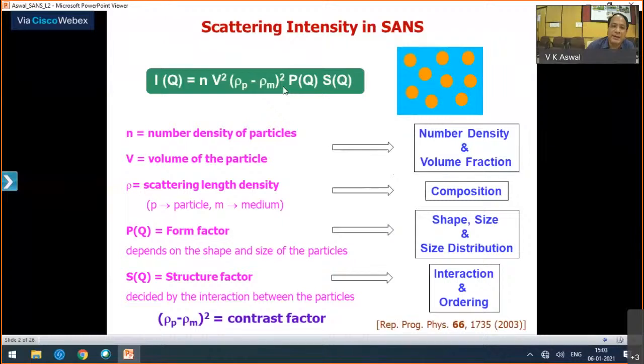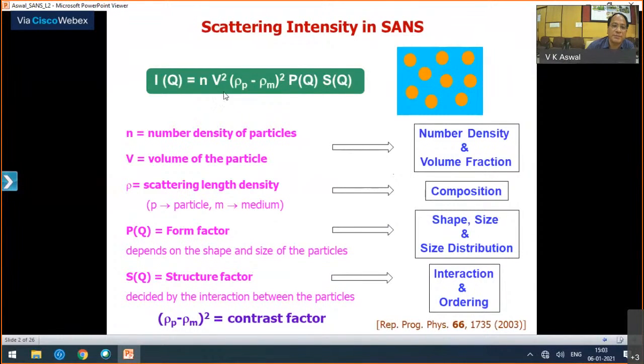And then the functionality is decided by these two terms. P(Q) is the intraparticle structure factor, which is the square of the form factor, so sometimes it is just called the form factor. And the other is S(Q), the interparticle structure factor, which is the Fourier transform of the pair correlation function, and is just called the structure factor. So these two terms will decide the functionality of the curve.